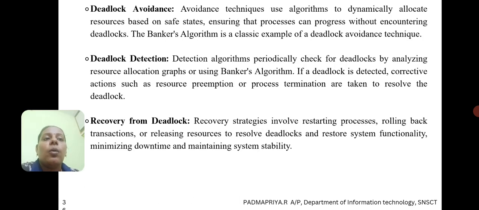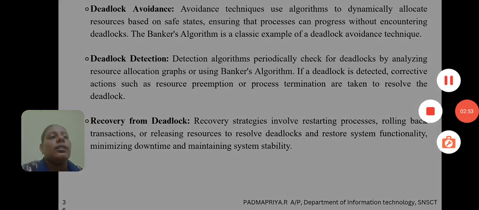Deadlock avoidance. Avoidance techniques use algorithms to dynamically allocate resources based on safe states, ensuring that processes can progress without encountering deadlock. The Banker's algorithm is a classical example of a deadlock avoidance technique.